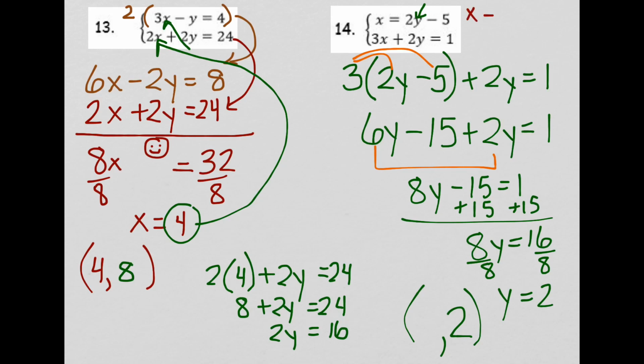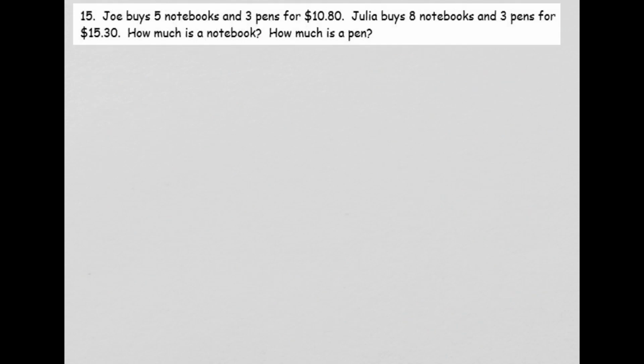So x is going to equal 2 times 2 minus 5. And so 4 minus 5 is negative 1. X must be negative 1. Put that in there, and you're good. There's your coordinate point.